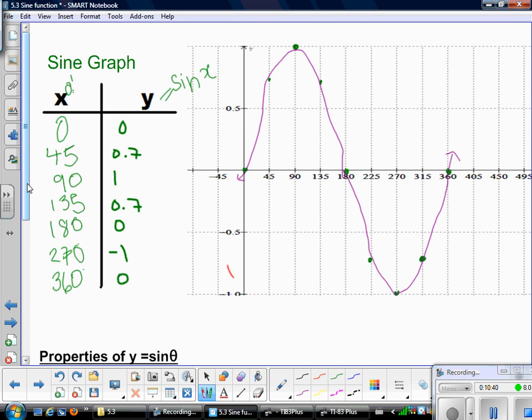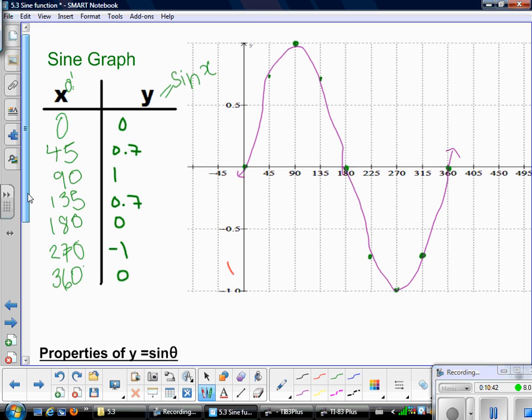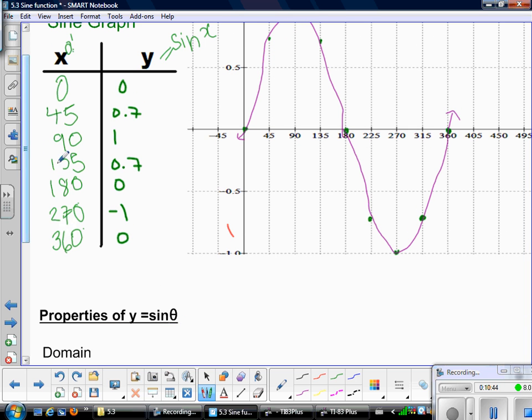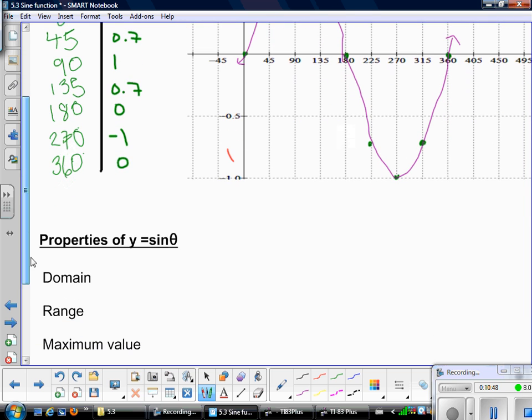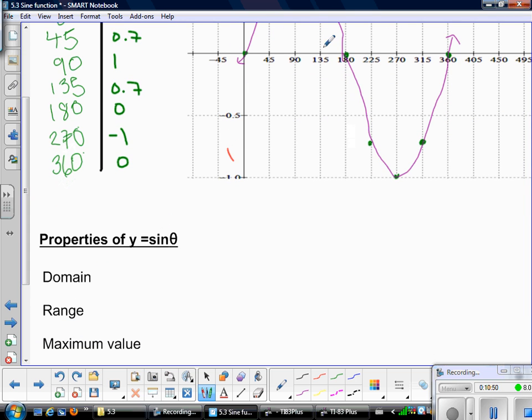Okay, now we're going to talk about the properties, and I'm going to tell you about the easiest way to graph these. All right, the properties, the domain. Domain has to do with the x values. You can see that I could choose any number I wanted for my theta. So that means that it is in the set of real numbers, or an element of real numbers.